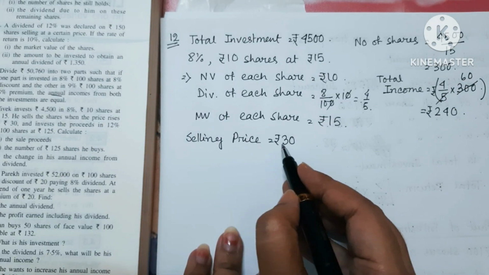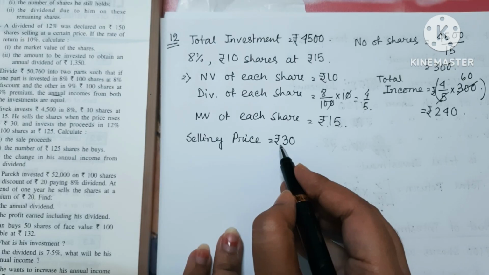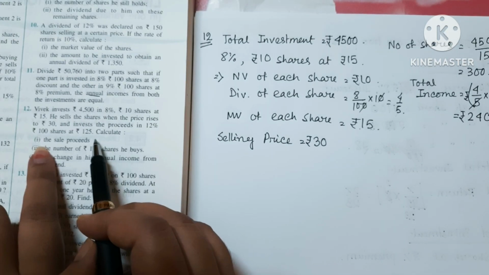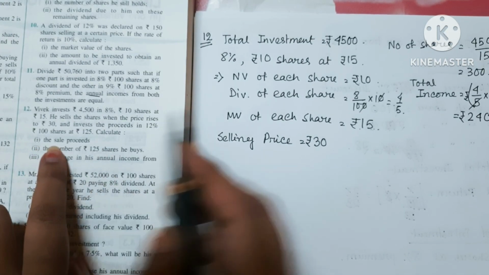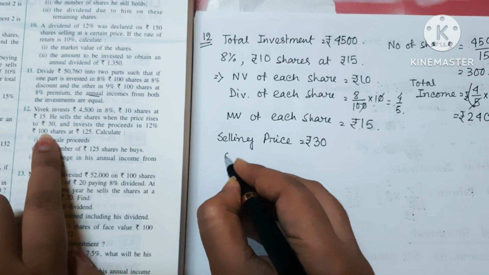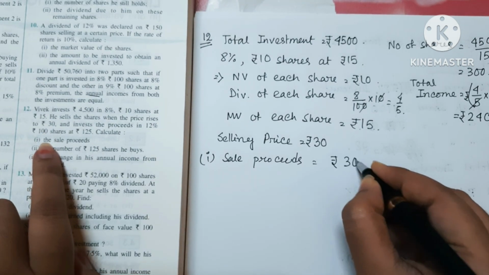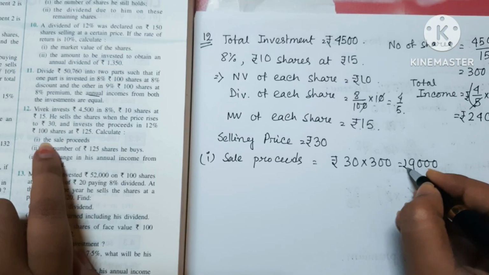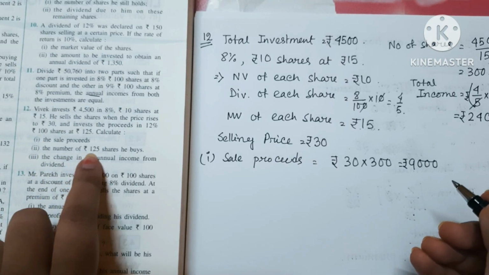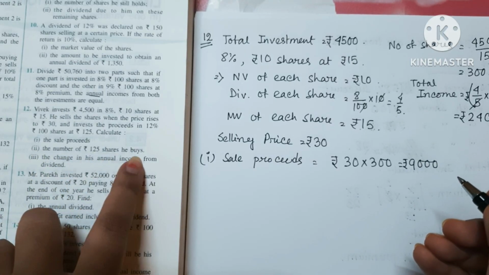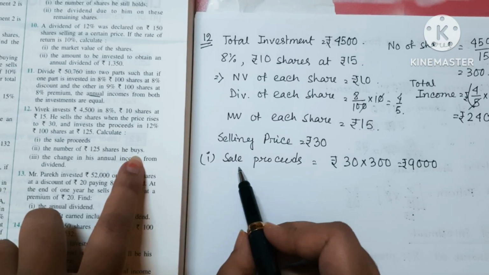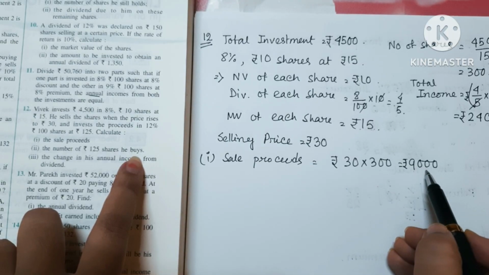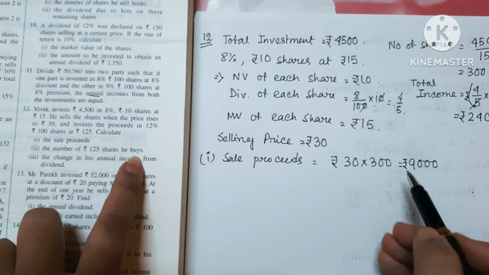And this is the selling price. Now you need to find out the sale proceeds. So sale proceeds are 30 into 300, 9000. So this is the sale proceeds, that means this is the investment of the next part.